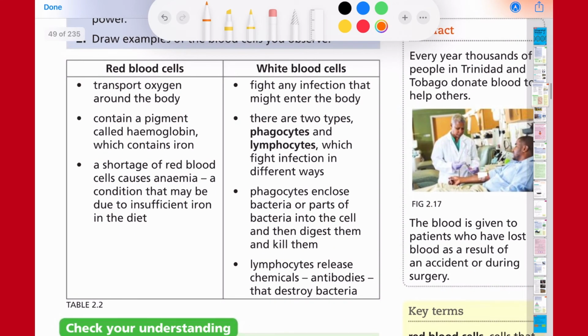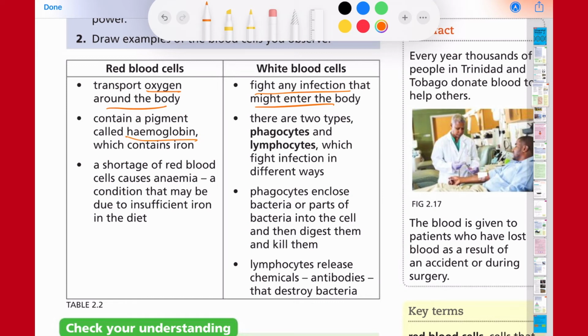So we're going to look at some of the differences now between red blood cells and white blood cells. So red blood cells transport oxygen around the body, whereas white blood cells are there to fight infections that take place in the body. Red blood cells contain the pigment hemoglobin. Hemoglobin is what gives red blood cells that red color, right? So it gives it that red pigment. So it's called hemoglobin, and hemoglobin contains iron.